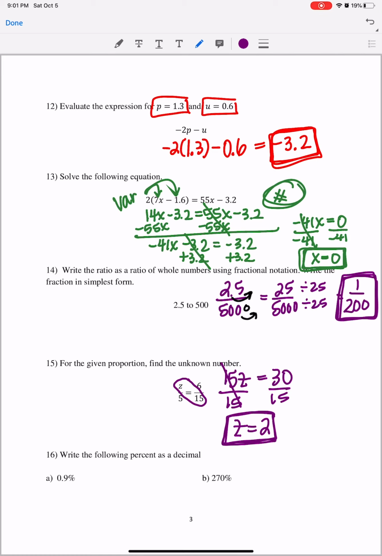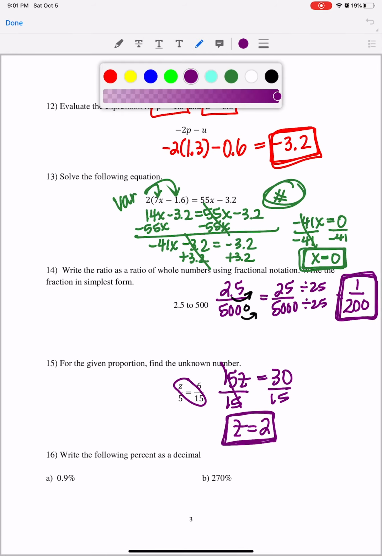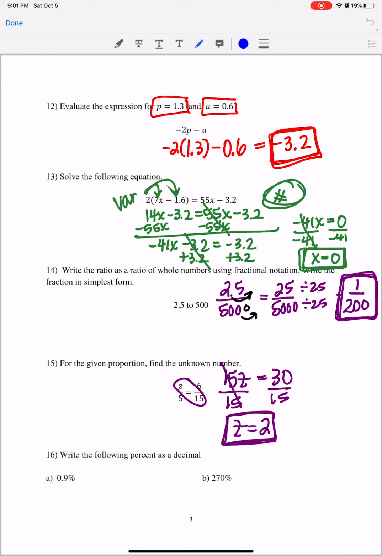16, write the following percent as a decimal. So when you're writing percents as a decimal, you can do this one of two ways. You can either divide by 100 or move that decimal 2 places to the left. Follow my drawing, not my words. So 2 places to the left.